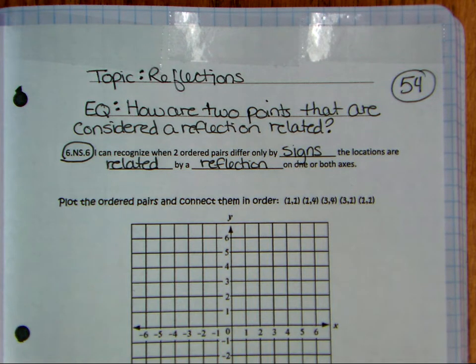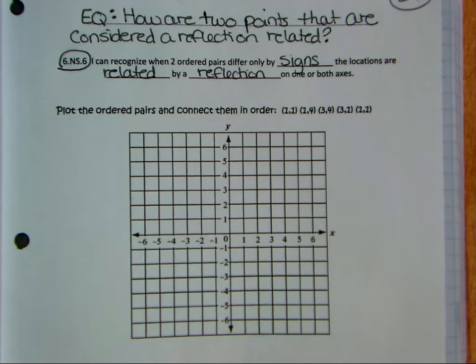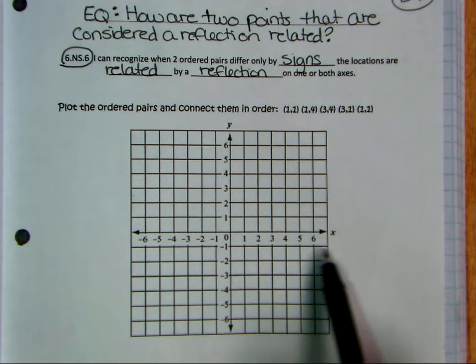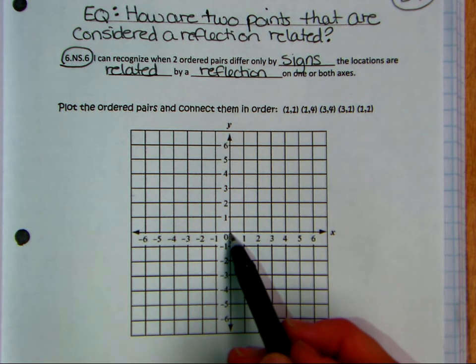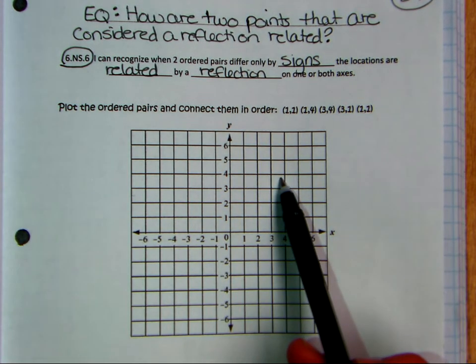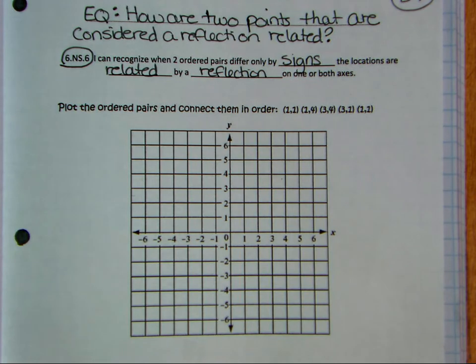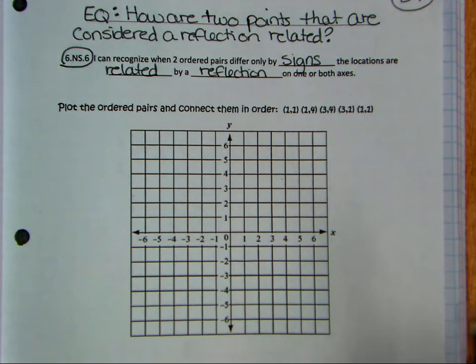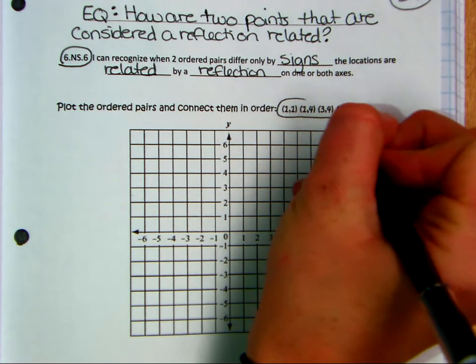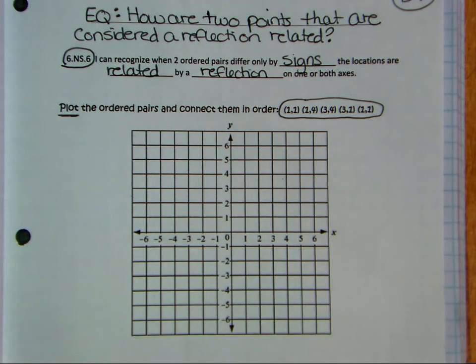Now remember, we have the y-axis, which is our vertical line on our coordinate grid, and we have our x-axis, which is our horizontal. We also have our origin, which is here in the middle. We have quadrant 1, quadrant 2, 3, and 4. Okay, so the first thing we're going to do is plot the ordered pairs and connect them in order. So we have these numbers here, and we are going to plot them.